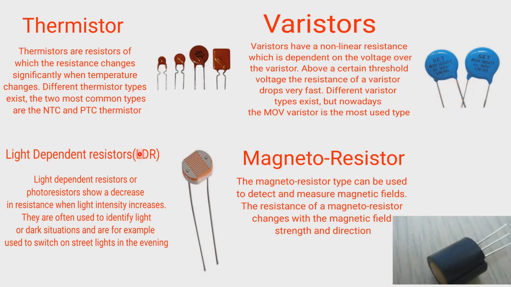And another type of resistor is the light dependent resistor. A light dependent resistor or photoresistor shows a decrease in resistance when light intensity increases. They are often used to identify a light or dark situation and are, for example, used to switch on street lights in the evening. And another type of resistor is the magnetoresistor. The magnetoresistor can be used to detect and measure a magnetic field. The resistance of a magnetoresistor changes with the magnetic field strength and direction.